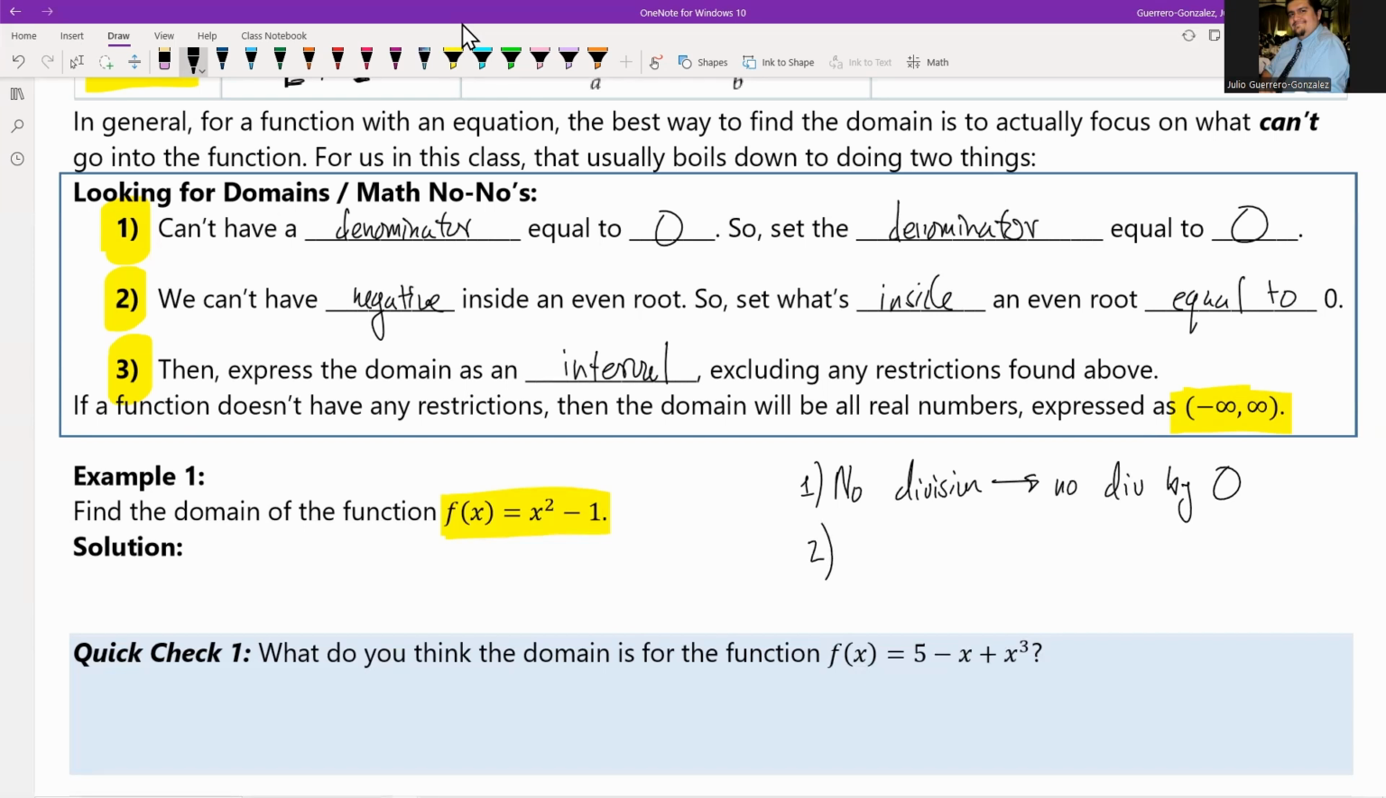Number 2, looking at this function, does it look like we're going to be taking the square root of a negative number, or the even root of a negative number? There is no square root present, so this one produces no restrictions either. There is a square, not a square root. They're two different things. Just keep that in mind. So this one has a square, but that's fine. It's the square root that's the problem. So there's no square root.